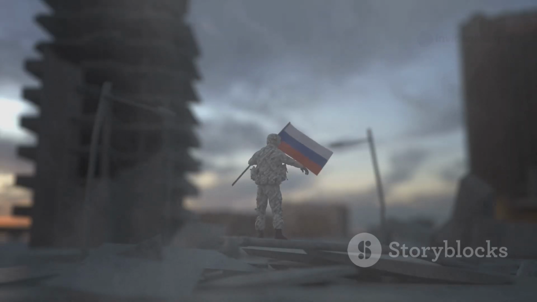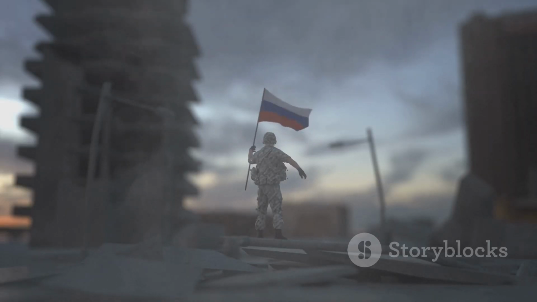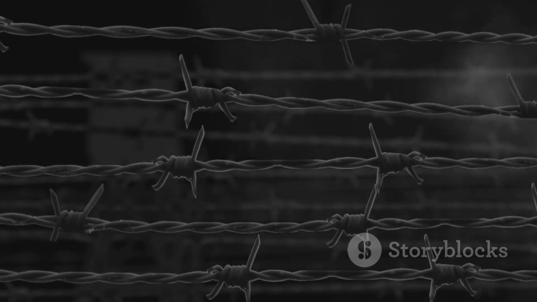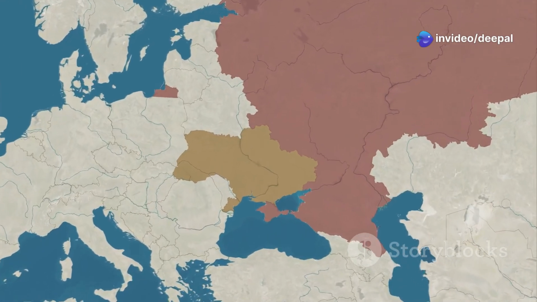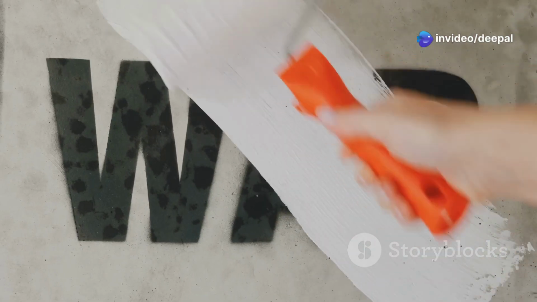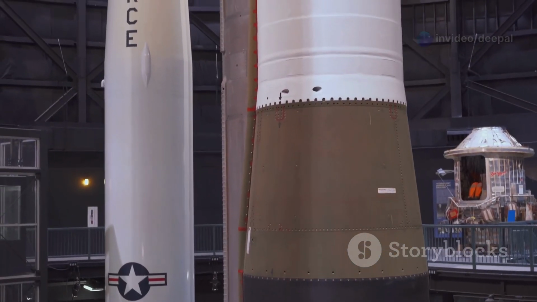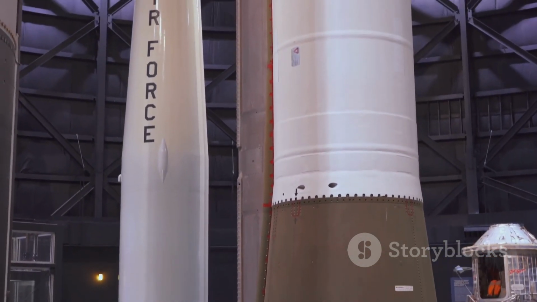The Soviet Union, while also victorious, emerged weakened and isolated. This marked the beginning of the Cold War, a period of geopolitical rivalry between the U.S. and the Soviet Union. The two superpowers competed for influence around the world, waging proxy wars and engaging in a costly arms race.